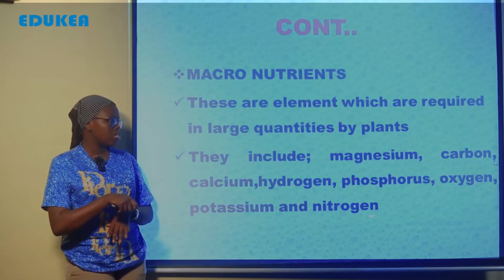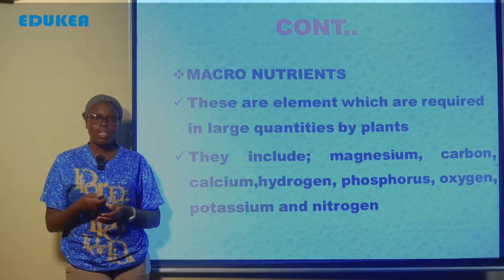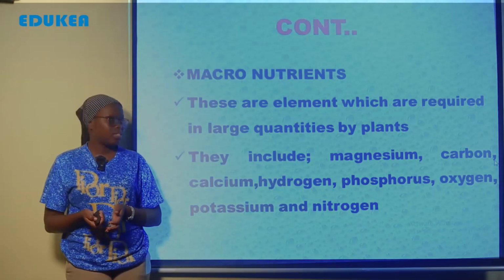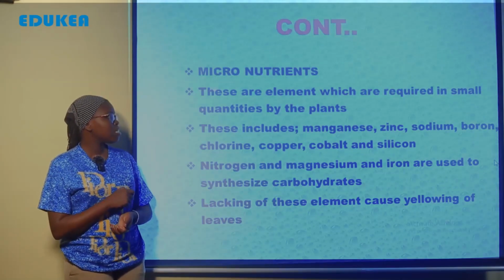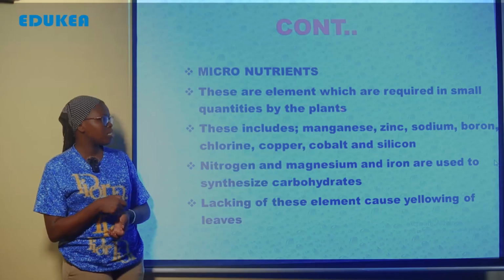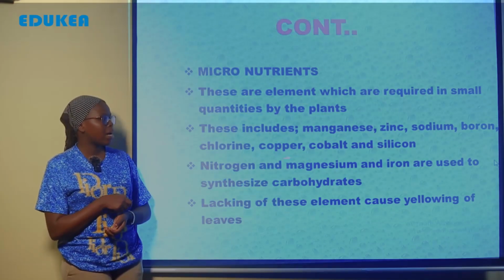Micronutrients, these are elements which are required in small quantity by the plant. These include manganese, zinc, sodium, boron, chlorine, copper and cobalt and silicon. Sio kwamba hazihitajiki, zinahitajika lakini ni kwa kiasi kidogo.